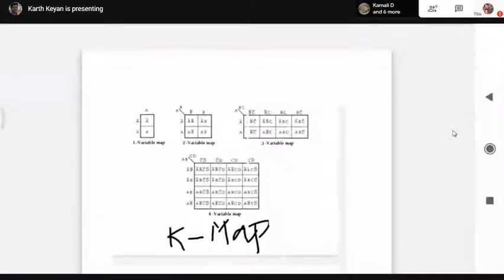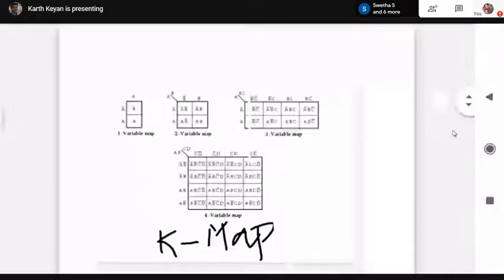So, good evening, students. Today we are going to discuss digital circuits or digital electronics or digital principles and system design. Most of you may be aware of the coordinate map. In this class we are going to briefly discuss the coordinate map, followed by a few questions based on it.